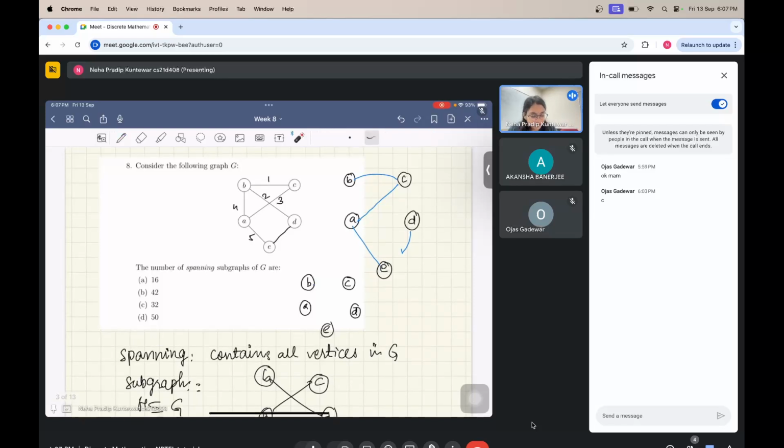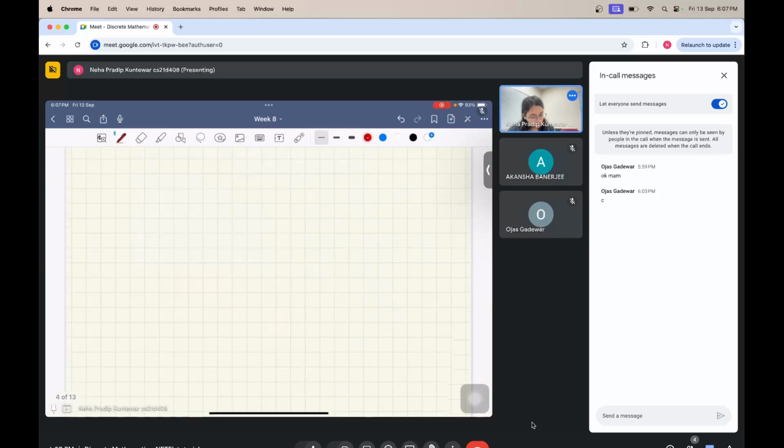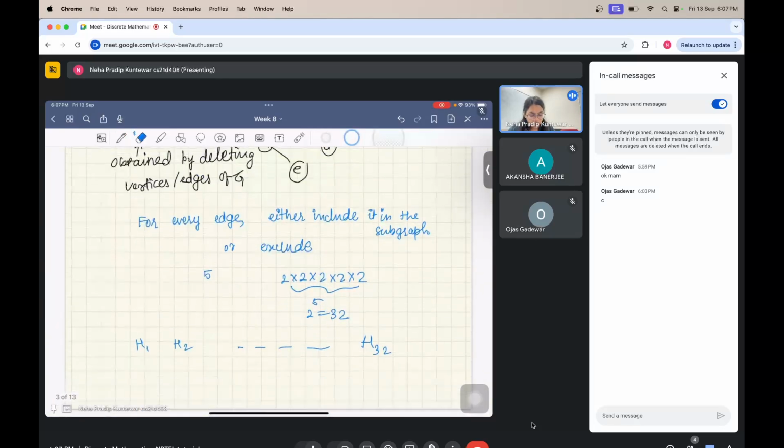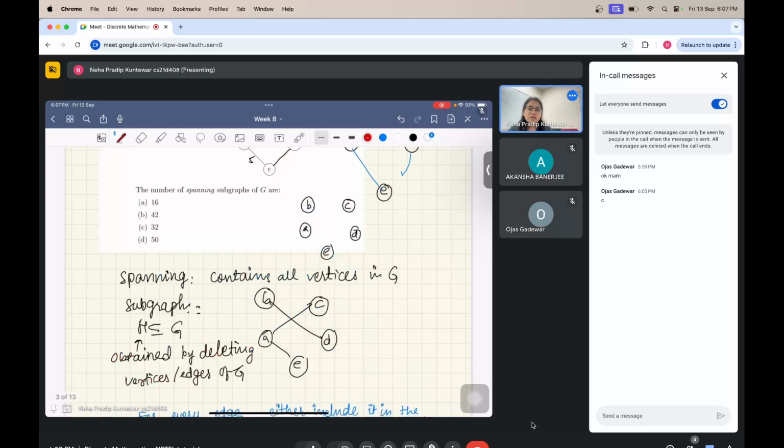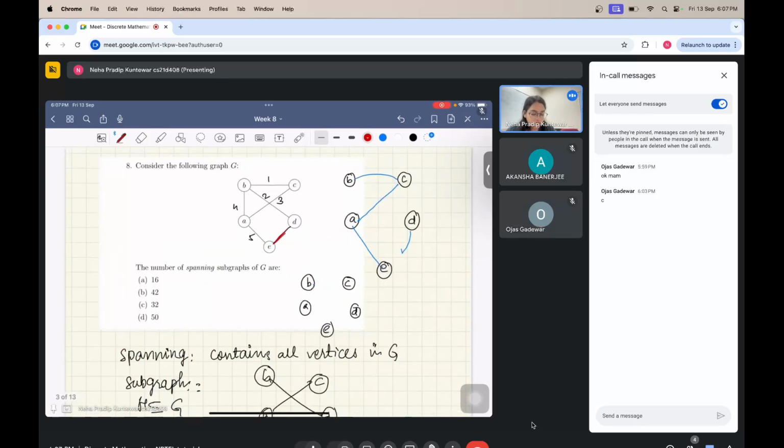But now we are adding this one more edge. For each h1 here, you have two choices whether to include the edge DE or exclude it. This happens for every one. So therefore you get 32 plus 32, which is 64 choices if this were also an edge in the graph. So is this okay?